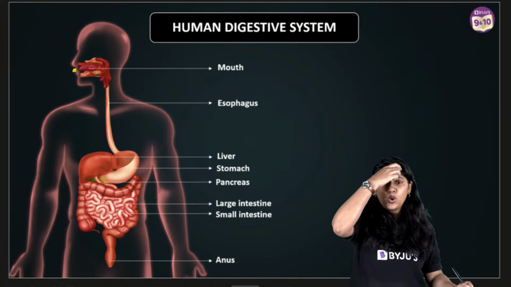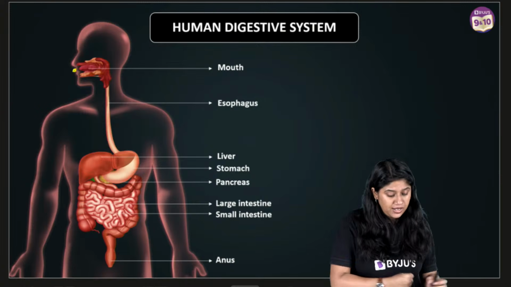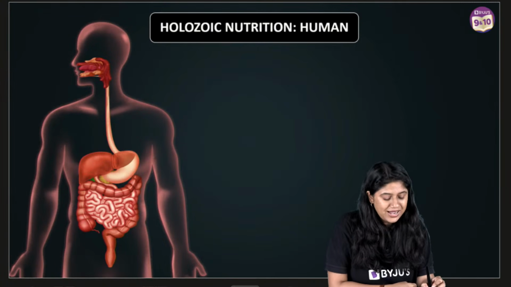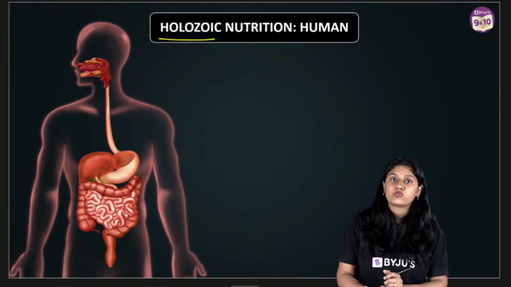What do we call it? We call it the alimentary canal. So these are the important parts of our human digestive system. And of course, in humans, what we actually see is the Holozoic mode of nutrition.